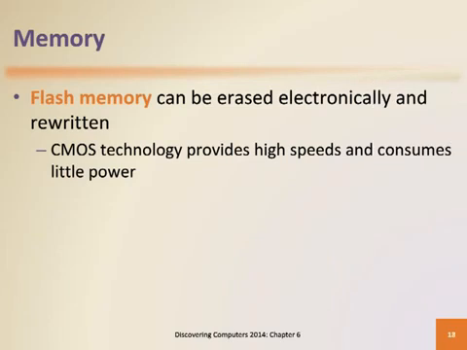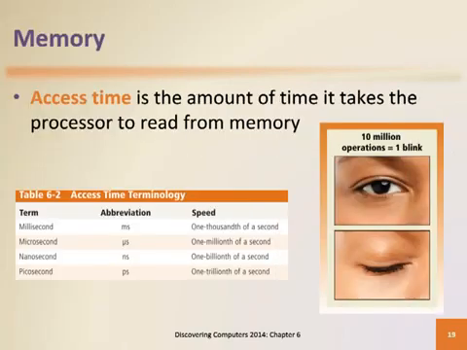Flash memory is used with smartphones, printers, digital cameras, automotive devices, audio players, and digital voice recorders. Flash memory is a type of non-volatile memory that can be erased electronically and rewritten. Flash memory chips consist entirely of electronic components and contain no moving parts. Access time is the amount of time it takes the processor to read from memory and is measured in nanoseconds.